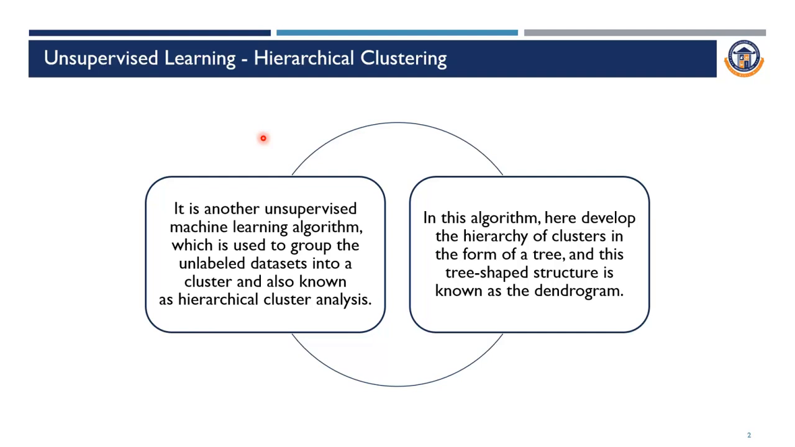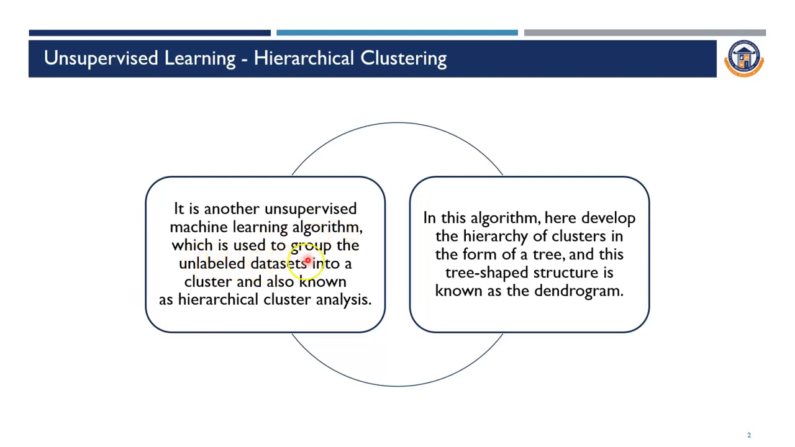These algorithms are categorized into two types. One is the clustering algorithm, another one is dimensionality reduction. So hierarchical clustering is one type of clustering algorithm in unsupervised learning. Here is another unsupervised machine learning algorithm. You already know the k-means algorithm.